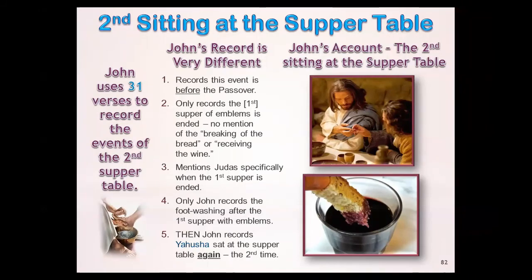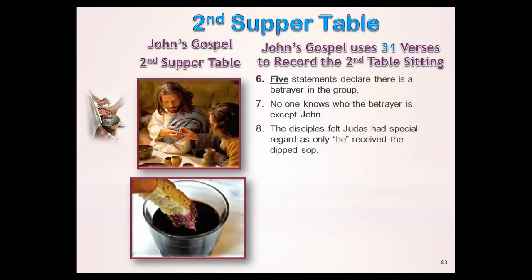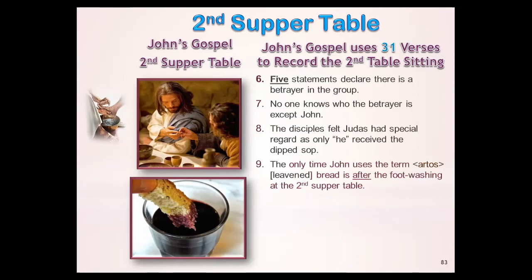Number 6, John has 5 statements that declare that there is a betrayer in the group. No one knows who the betrayer is except John, and the disciples felt that Judas had special regard as only he received the dipped sop. It was a gesture of highest regard in their culture.